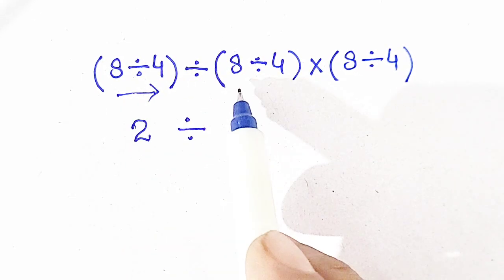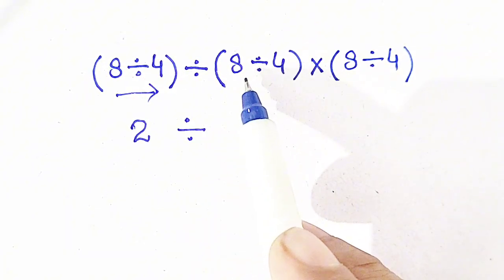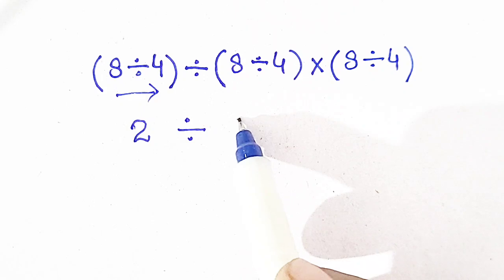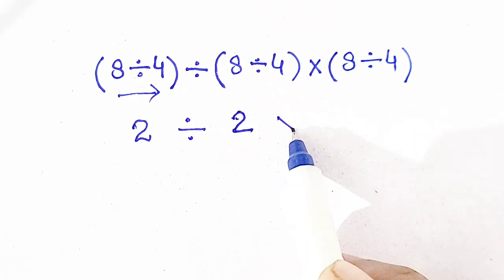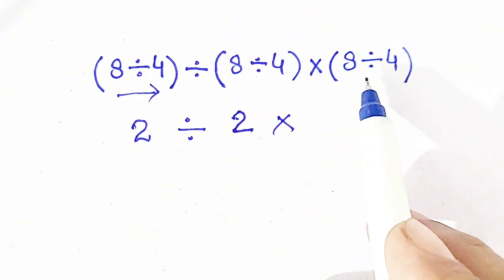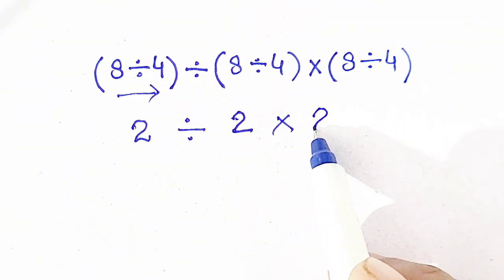Similarly, it is also in parentheses, so we can solve it directly. So 8 divided by 4 will be equal to 2. It is also in parentheses, so we can solve it directly. So it is also 2.